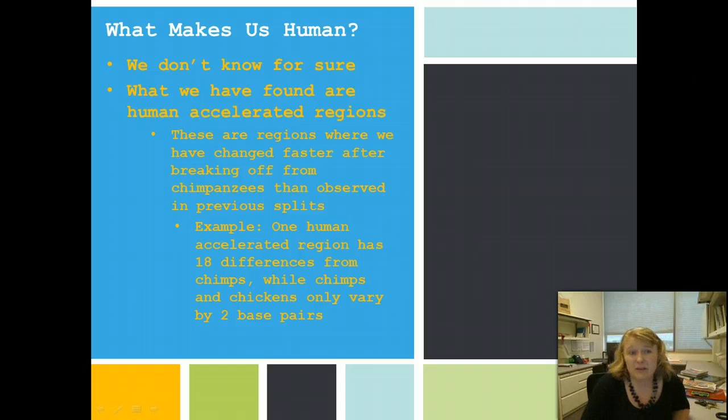And as I said, we don't know what it means and how it makes us human. We have found some regions called human accelerated regions, where after we broke off from chimps, we saw a huge amount of change. For example, there's one region where there are 18 differences between us and chimps, while chimps and chickens, remember birds split off a long time ago, only have a 2 base pair change. So that big change may be something that led to our human characteristics very different from the chimps. But as I said, we're not entirely sure what it all means.